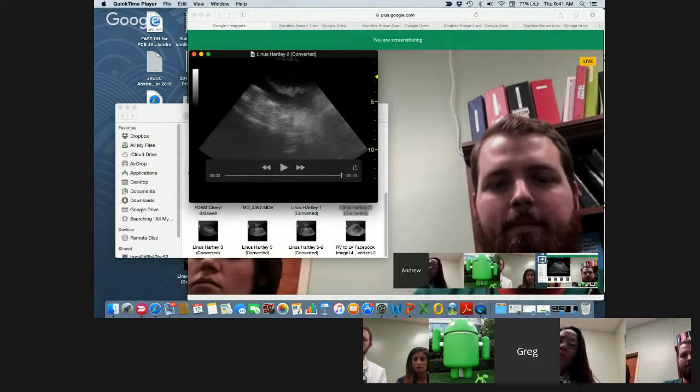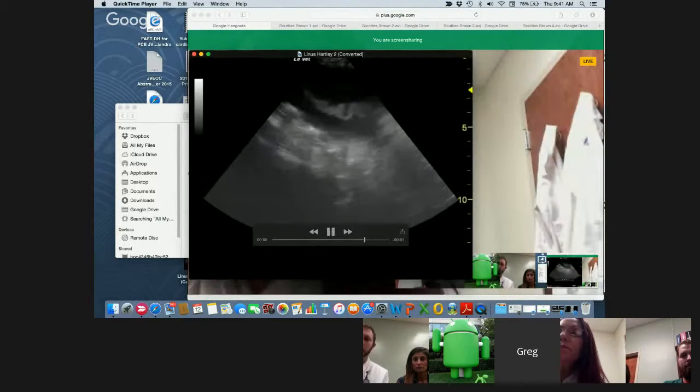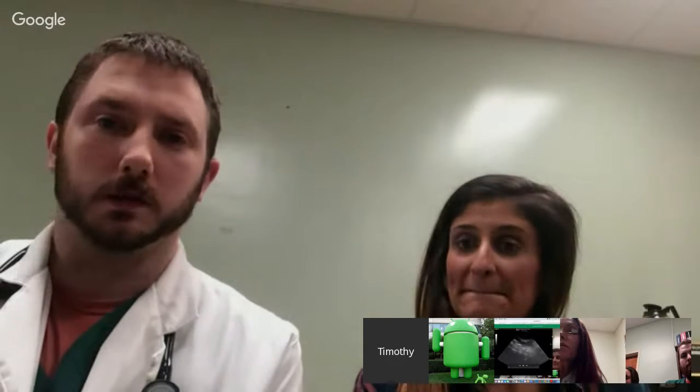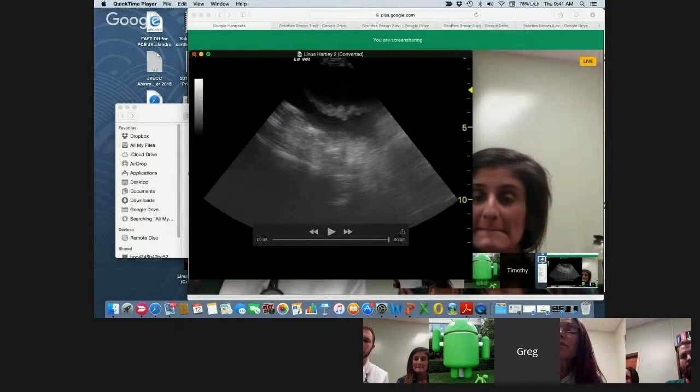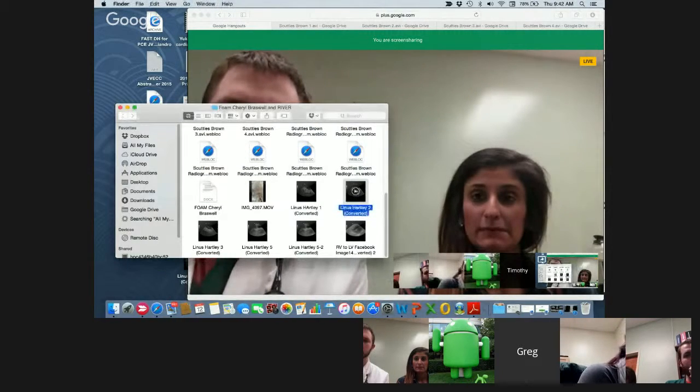Can you see Hartley's image now that I'm playing it? Yes. Okay. So on here, where are you, Tim, as far as the probe? The probe's in the left side of the thorax, and we were a couple rib spaces caudal to the heart. Okay. So I'm going to take that one down, and we'll go to the next one.